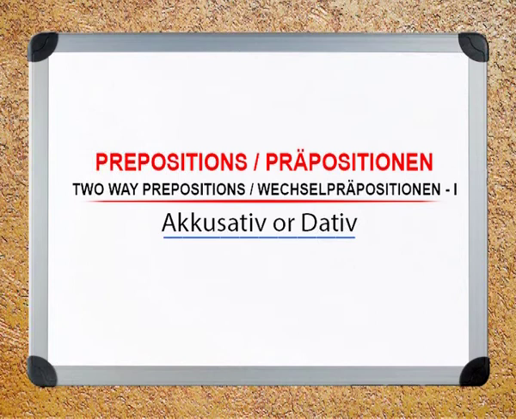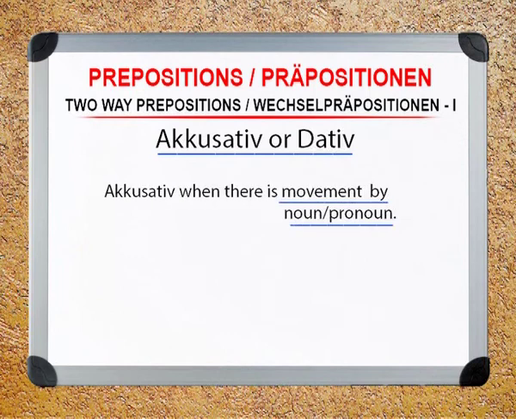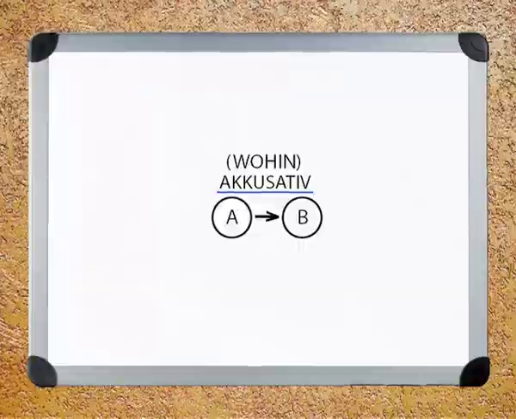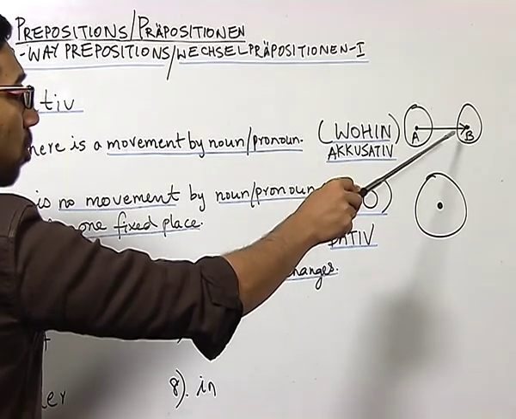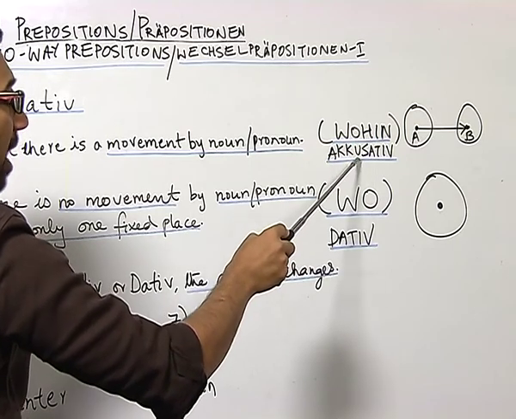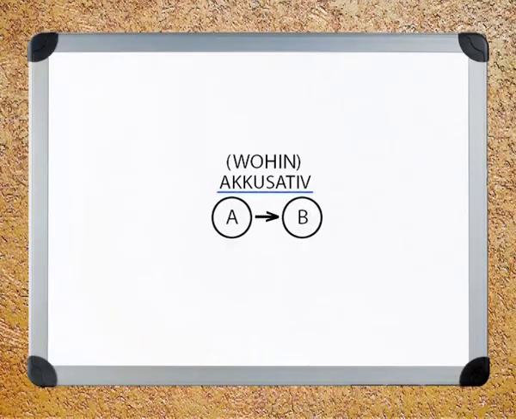Now, let us see some other features of these prepositions. These prepositions become accusative when there is a movement by noun or pronoun, and that is asked with the question wohin. Wohin means to where. So, as you can see from this diagram, here there is a change of position from A to B by a noun or a pronoun. In this case, we ask the question wohin, and the preposition which is going to be used here will be in accusative.